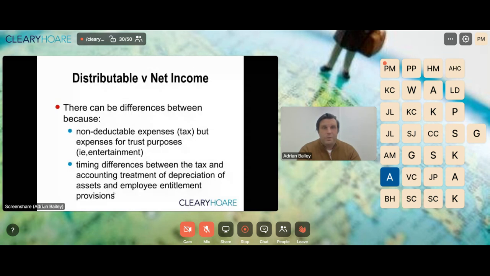In terms of the differences between the two, here are some examples of why some differences can arise. We may have something that is a non-deductible expense for tax purposes, but is for trust law purposes. For example, entertainment expenses: we're taking our clients out to lunch. It can be a deduction under the concepts of trust law, however, is not for tax purposes. So there will be a difference between the distributable income or the trust law income and the tax income under Section 95. Also there are some timing differences, for depreciation, employee entitlements, those sorts of things.